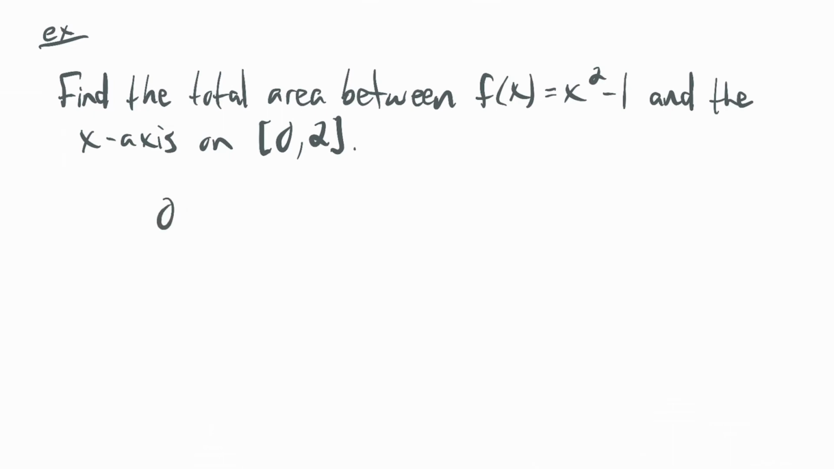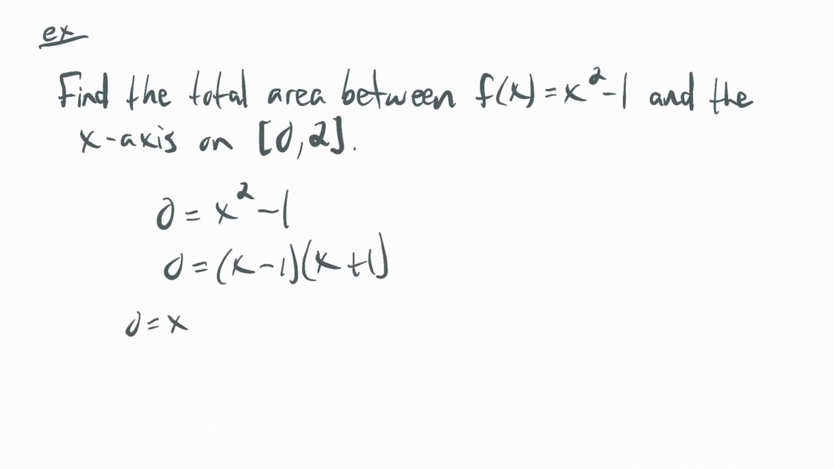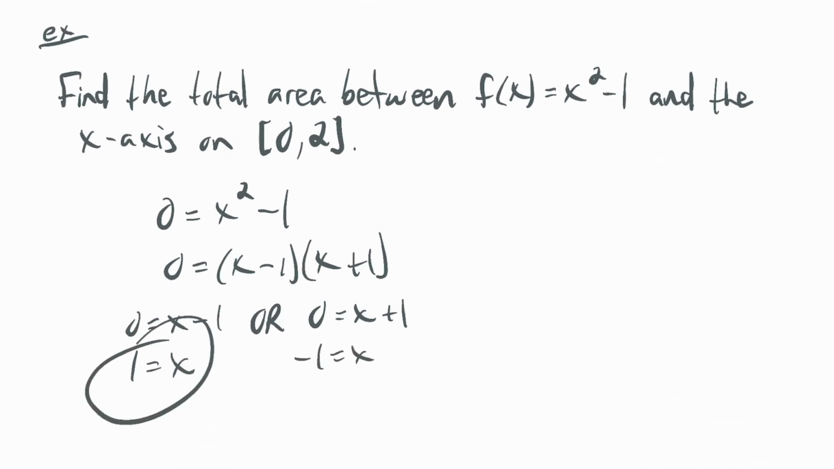So I'm going to set this equal to 0. Okay, 0 equals x squared minus 1. Well, this does factor. So this is x minus 1 times x plus 1. So 0 equals x minus 1, or 0 equals x plus 1. So I can solve this equation, x equals 1, or x equals negative 1. And yes, x equals 1 is in the interval. So I have an x-intercept there.